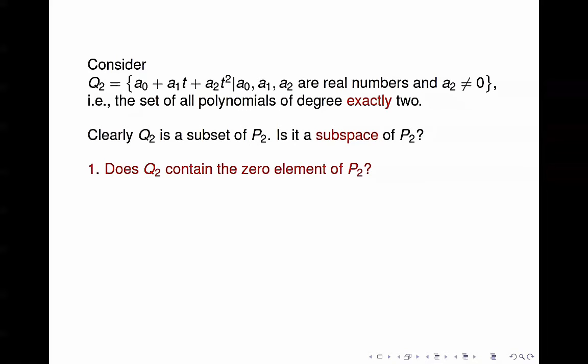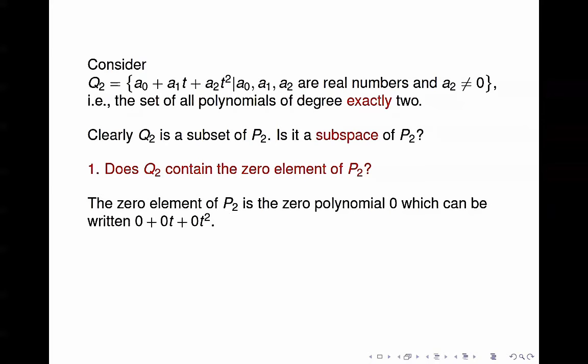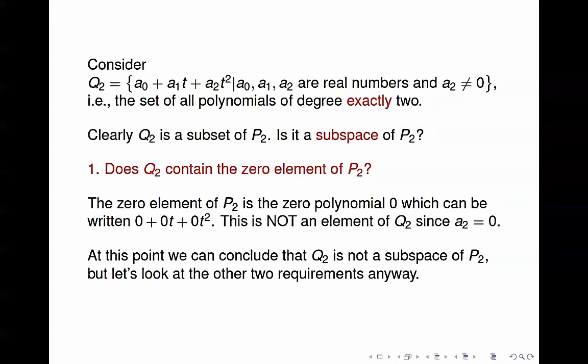Does Q sub 2 contain the zero element of P sub 2? Well, the zero element of P sub 2 is the zero polynomial, right? Just 0. So is that in Q sub 2? And the answer is no, because if you go back up and look at the definition of Q sub 2, a sub 2 can't be 0, right? But down here, in the zero polynomial, a sub 2 is 0. So Q sub 2 does not contain the zero element of P sub 2. So we could stop right here and say, nope, Q sub 2 is not a subspace of P sub 2.